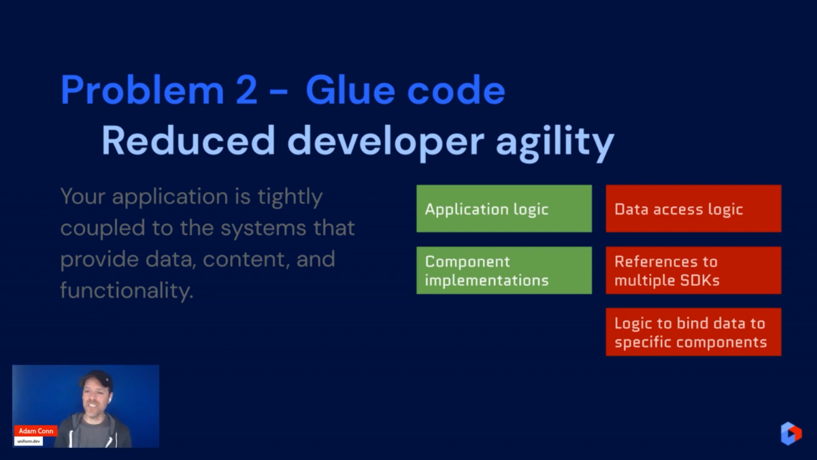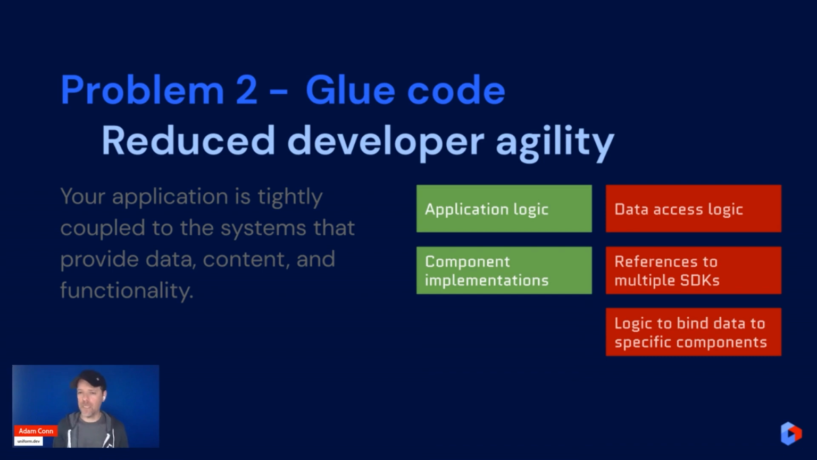So does data access logic need to be there? Do you need references to all the different SDKs for all the systems that you integrate with? What about the logic that binds data to specific components? This is all stuff that wasn't immediately apparent in the Headless 1.0 world because you weren't dealing with a lot of different systems. You started with your Headless CMS and okay, you're building an application, you've got one data source, you use the SDK, it's easy enough to write your GraphQL queries or whatever it is you need to use and you're on your way.